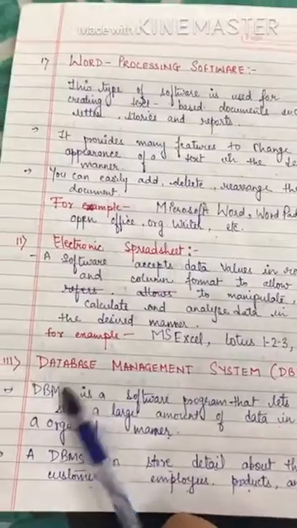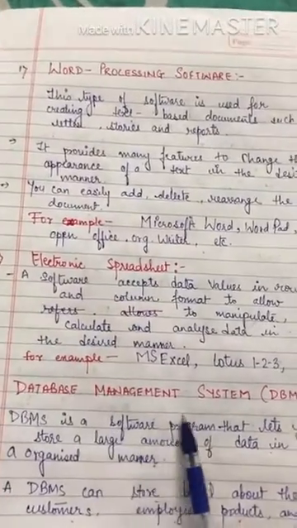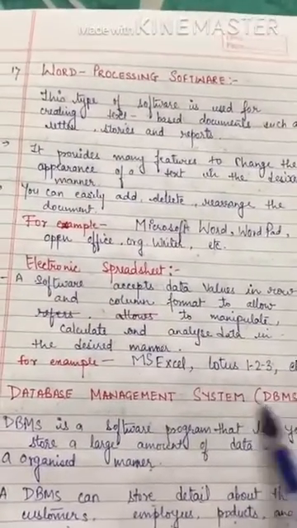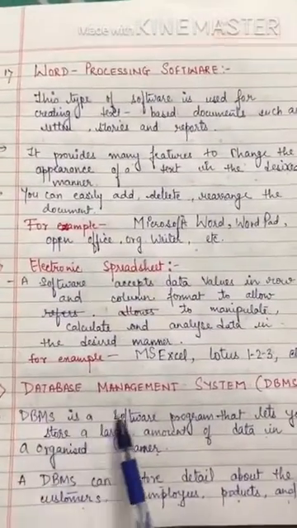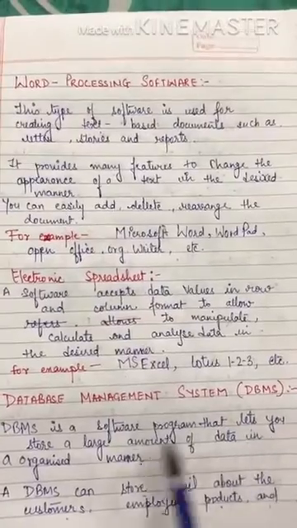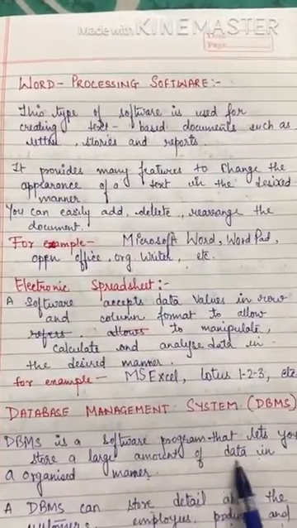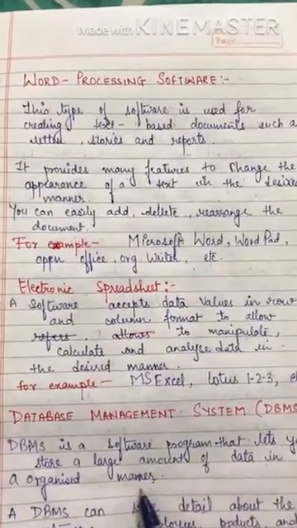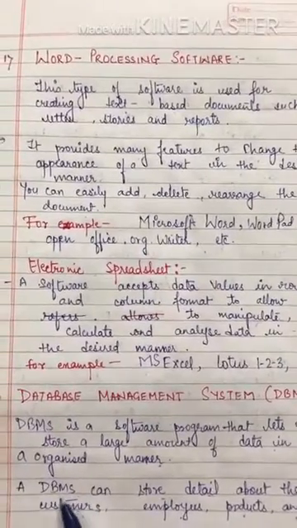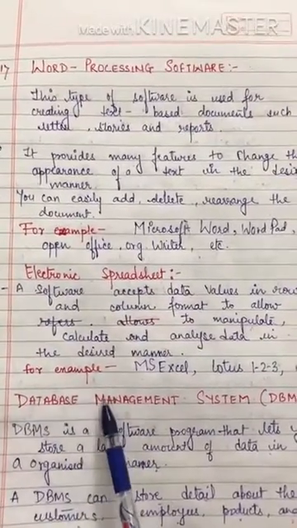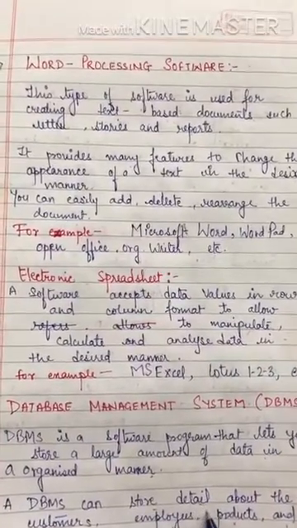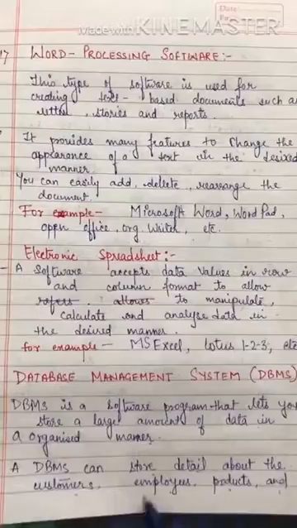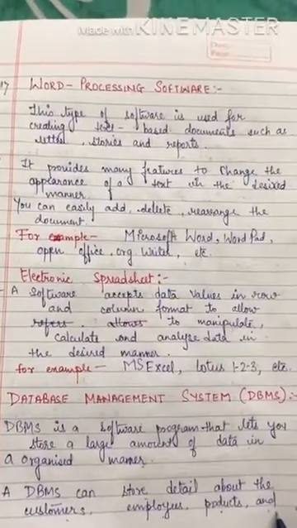So this is the third topic, that is database management system, DBMS. What do you mean by database management system? A database is a software program that lets you store a large amount of data in an organized manner. A DBMS, meaning database management system, can store details about the customers, employees, products and so on.